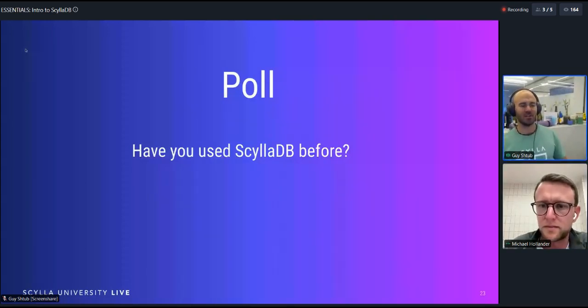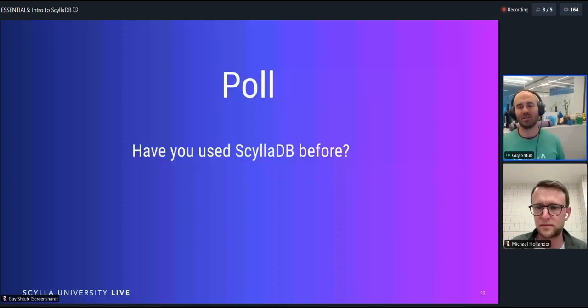Exactly. And the options are, this is the first time I'm hearing about ScyllaDB. I heard about ScyllaDB, but I've never tried it before. I'm currently evaluating it, or I'm running it in production. So if you can take a second and just answer that question.